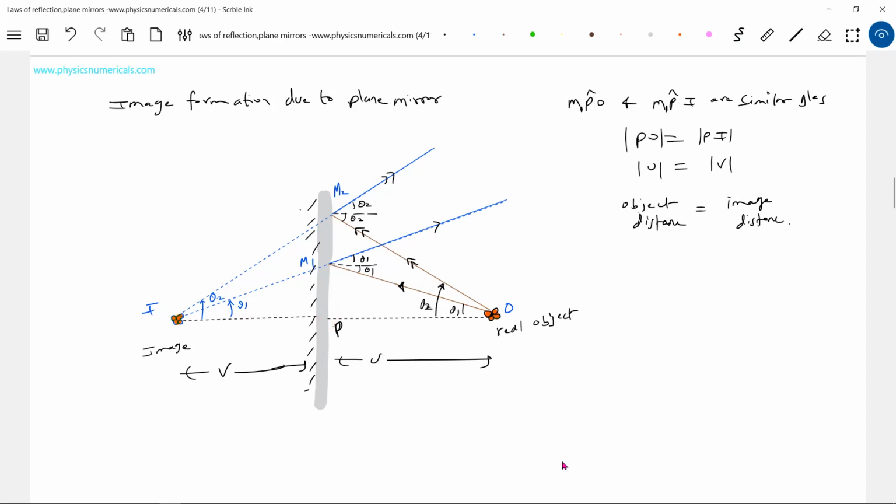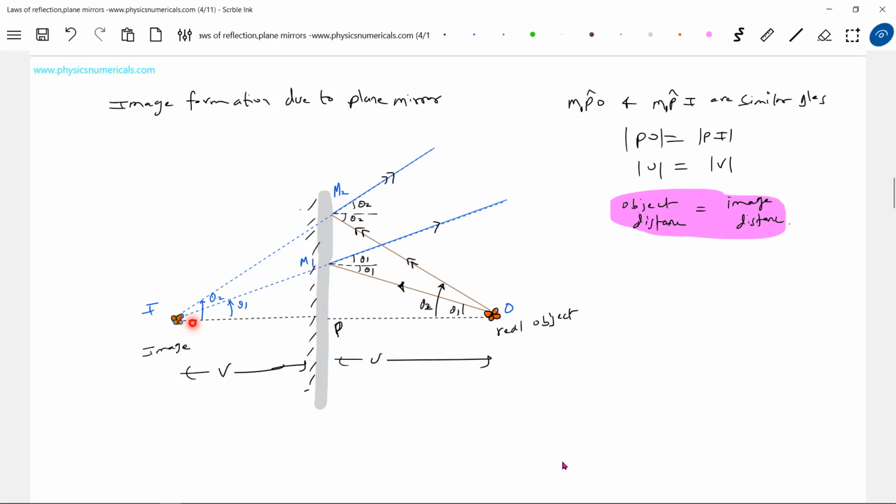Therefore, for a plane mirror, the object distance is equal to the image distance. This is very important. I'm saying not displacement, distance. If you stand at a distance of 2 meters from a plane mirror, your image will be at a distance of 2 meters. Okay, let's come to this one.